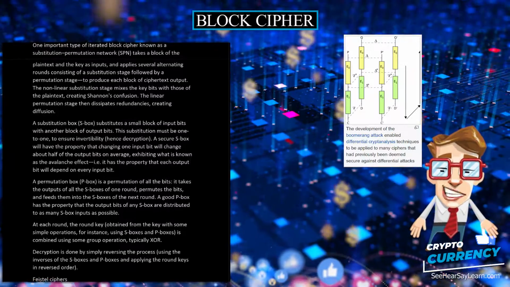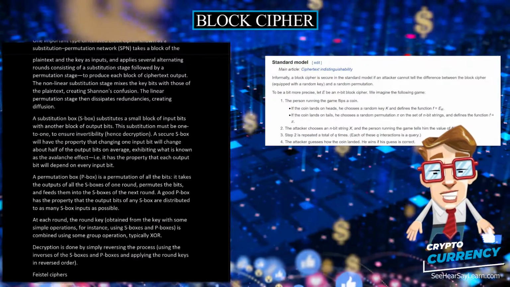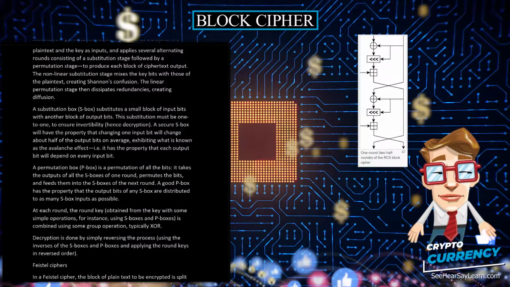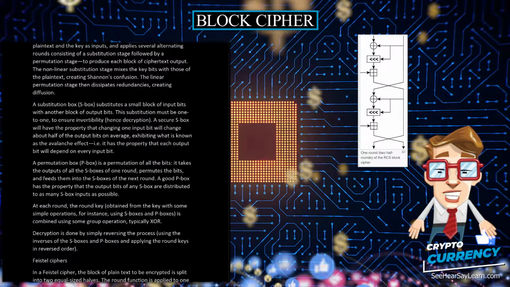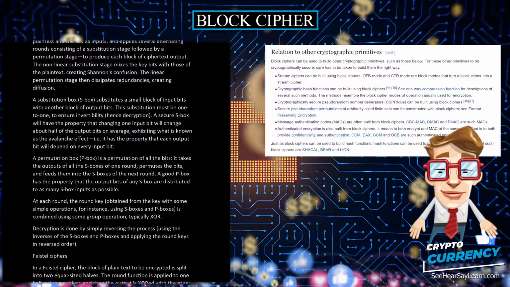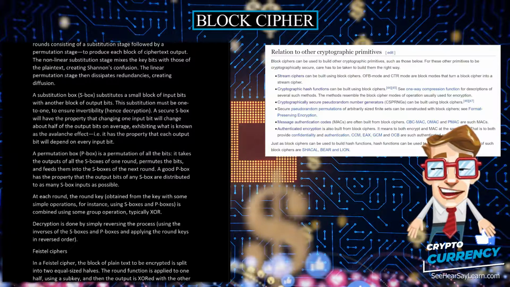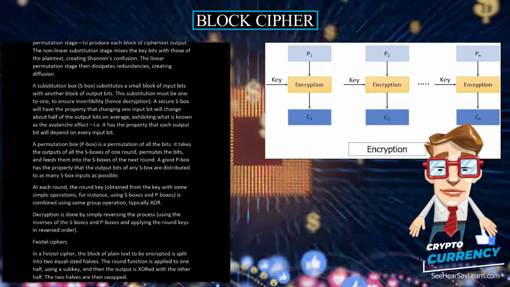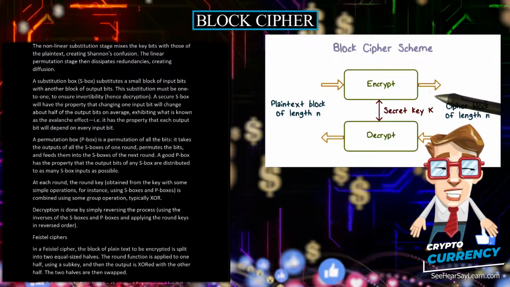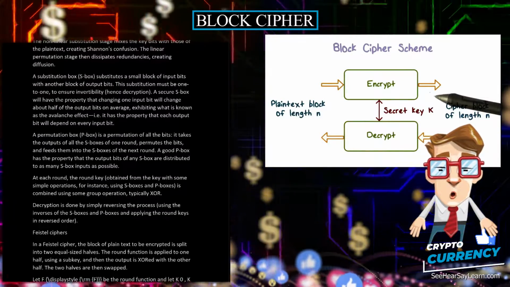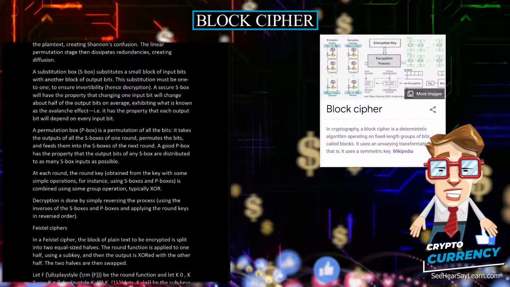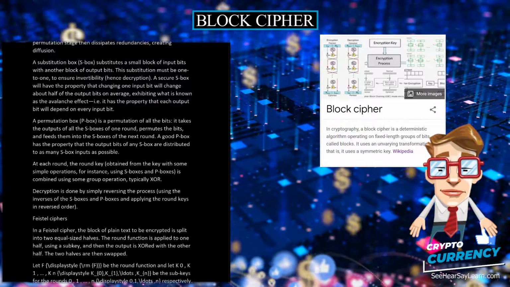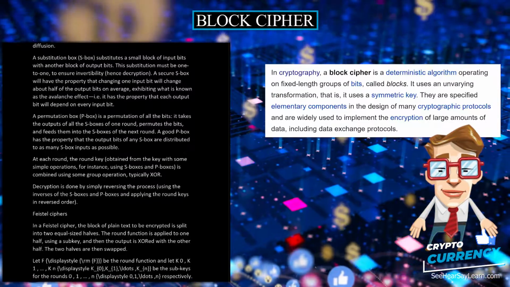A permutation box, P-box, is a permutation of all the bits. It takes the outputs of all the S-boxes of one round, permutes the bits, and feeds them into the S-boxes of the next round. A good P-box has the property that the output bits of any S-box are distributed to as many S-box inputs as possible. At each round, the round key, obtained from the key with some simple operations, for instance, using S-boxes and P-boxes, is combined using some group operation, typically XOR.